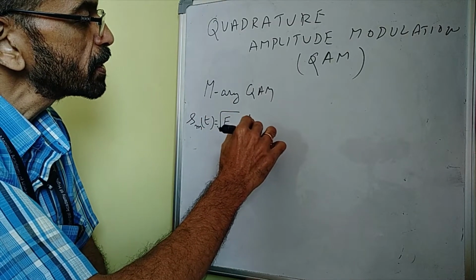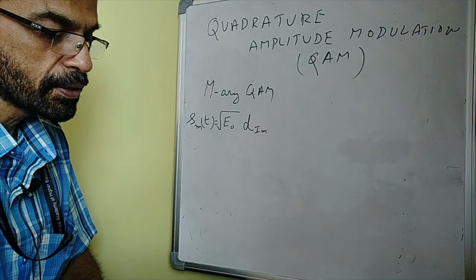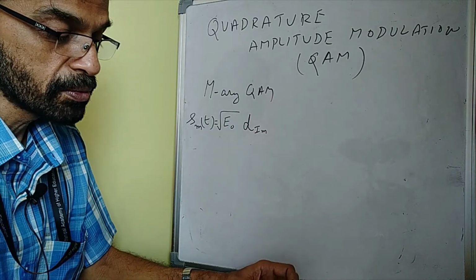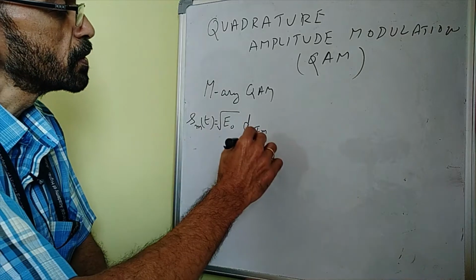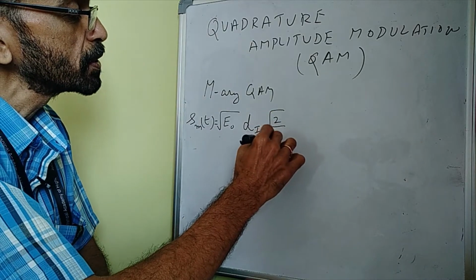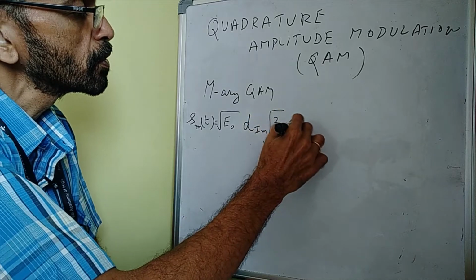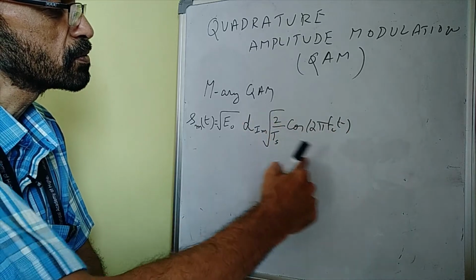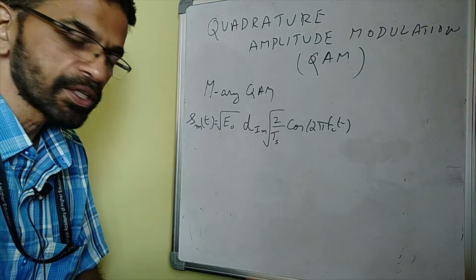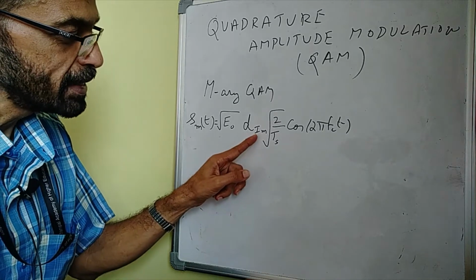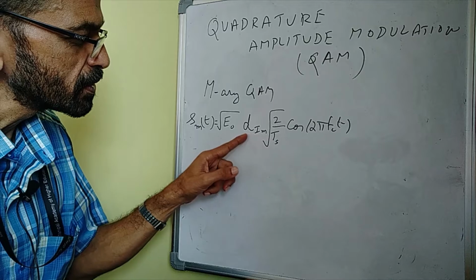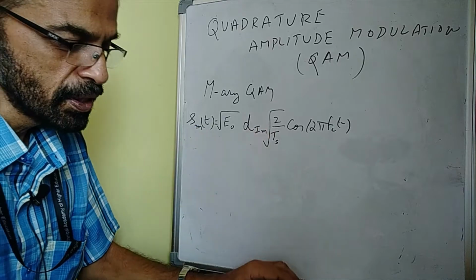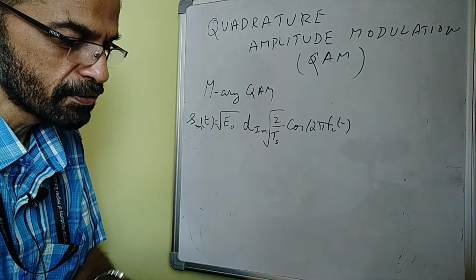d_Im, and this d_Im stands for one of the symbols. Again, things will become clearer as I proceed further. Square root of 2 by Ts, cos 2 pi fct. So this term must be familiar. This is one of the basis functions, the in-phase carrier component, and that is why we have an I here, to say that it is the symbol that is associated with the in-phase carrier component.